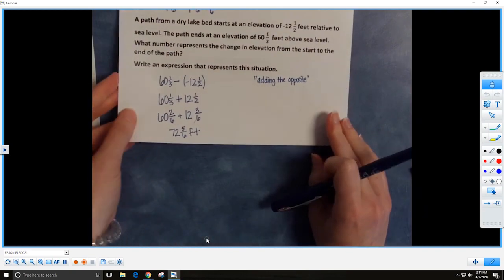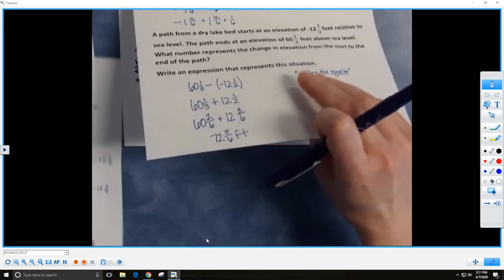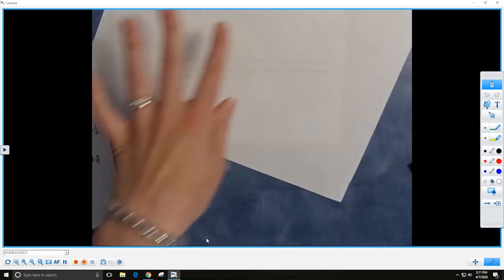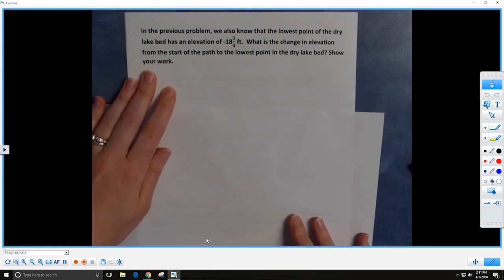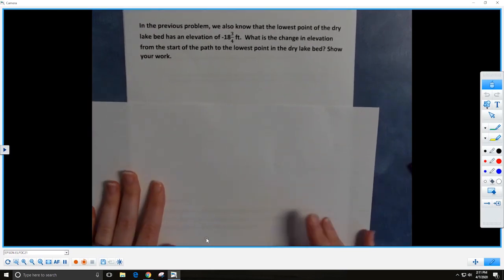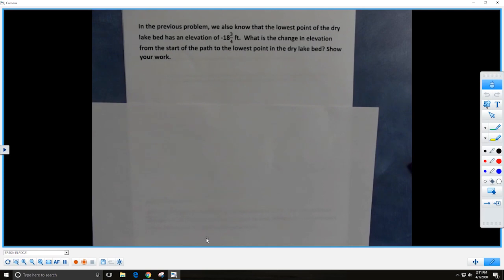Now, here is one more for you to try on your own. I'll get this ready for you. In the previous problem, we also know that the lowest point of the dry lake bed has an elevation of negative 18 and 3/4 feet. What is the change in elevation from the start of the path to the lowest point in the dry lake bed? Show your work. I am going to pause and give you enough time to read over the problem again, draw yourself a number line, write an expression, and then solve that expression.